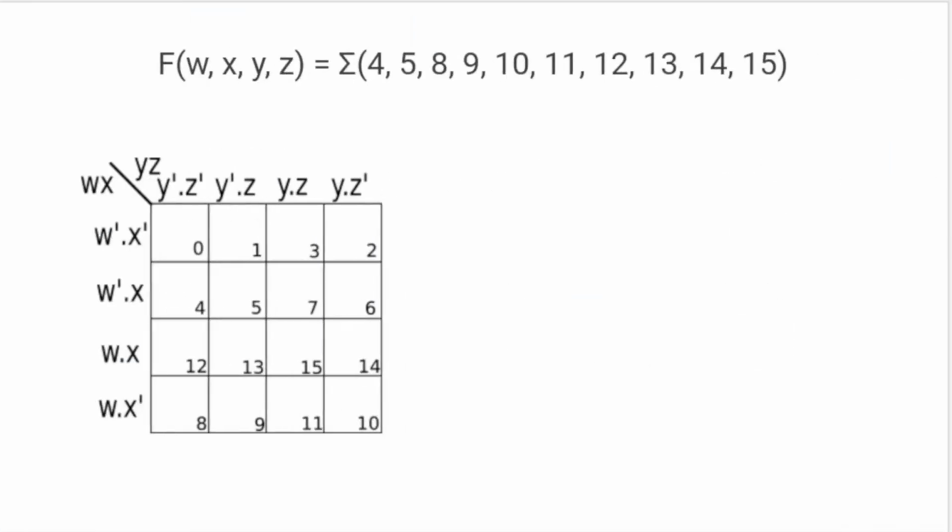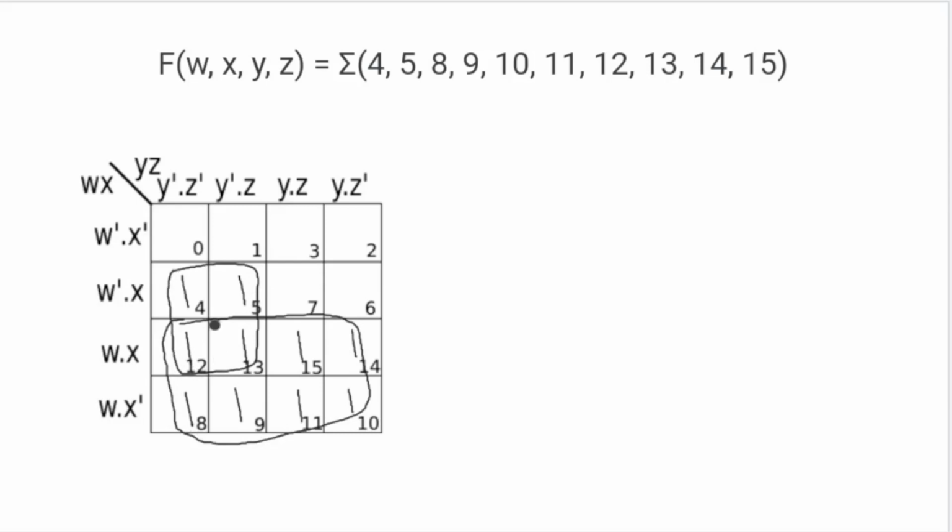Let's begin. The first step is to plot the ones. So 4, 5, 8, 9, 10, followed by 11, 12, 13, 14, and 15. Here the idea is we'll try to make the biggest group first, that is we'll try to make an octet, and there is an octet over here. So our first group is going to be this octet, and then we'll try to form a quad, and we can form one quad over here.